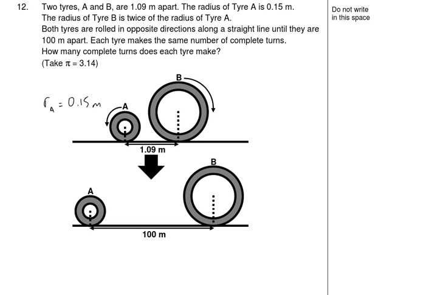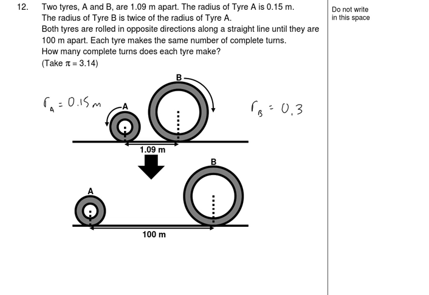Okay, so next. The radius of tire B is twice the radius of tire A. So what's the radius of tire B? Jing Kai? 0.3 meters. Jing Kai, do you mind not touching whatever you are touching now? Because it's very distracting for me, even if it does not distract you.